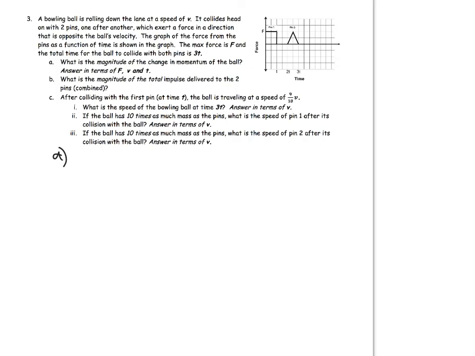Moving on to our next question here, we have a bowling ball that's traveling at a speed of v when it has a head-on collision with two pins. And we see here the graph of the force versus time for its collision with pin 1 and its collision with pin 2. And so the first thing we want to figure out is what is the magnitude of the change in momentum of the ball, and that's just going to be the area under the curve here, which represents the impulse or the change in the momentum.